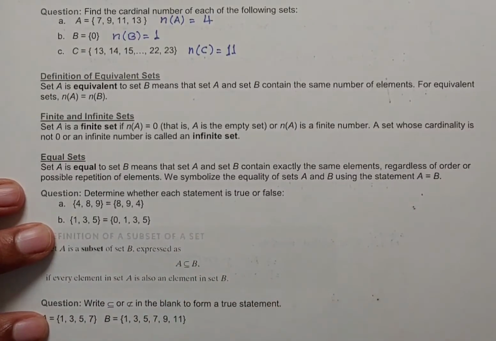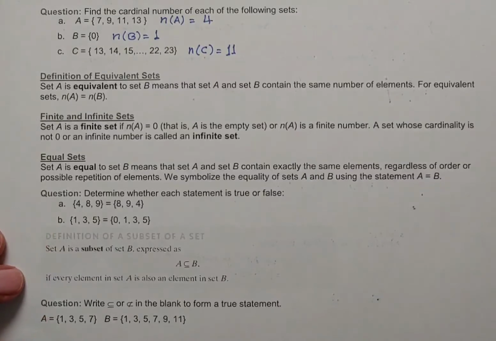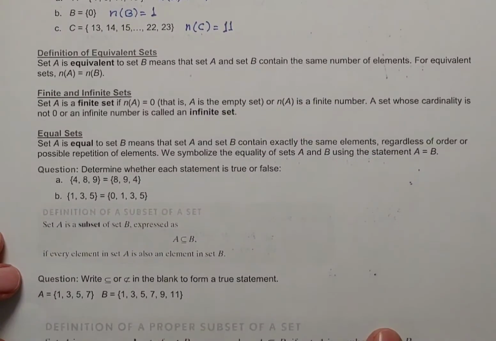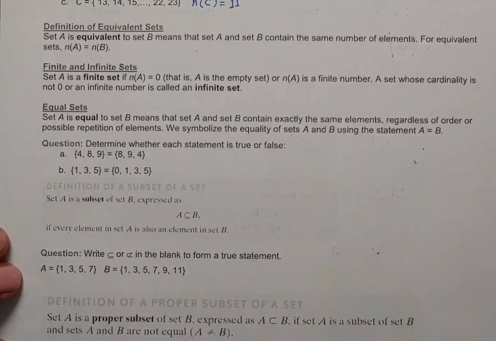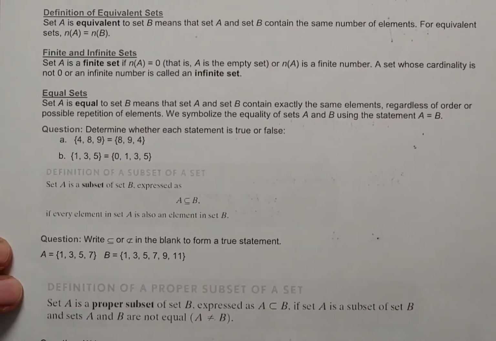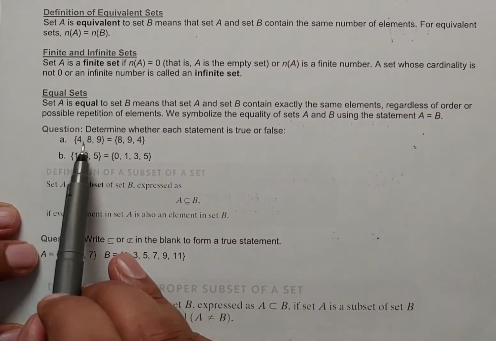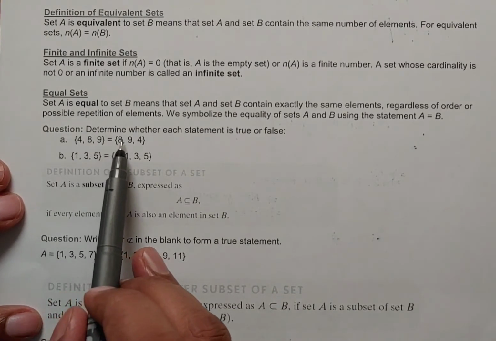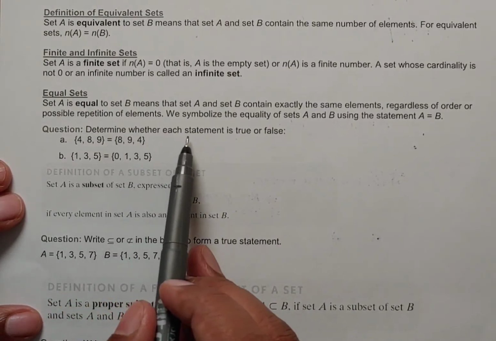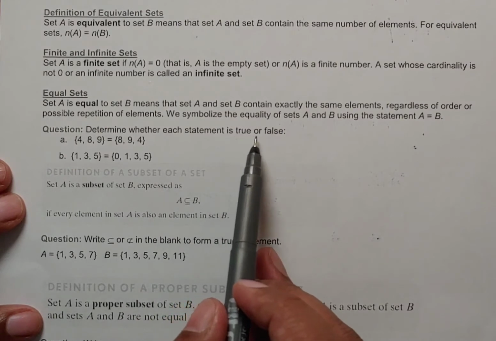Okay, so all this depends on the elements or the objects that you have. If you have finite objects, this is called a finite set. If you have infinite objects, it is called an infinite set. Now here is a question for equivalent sets and equal sets. Determine which of these statements is true or false.